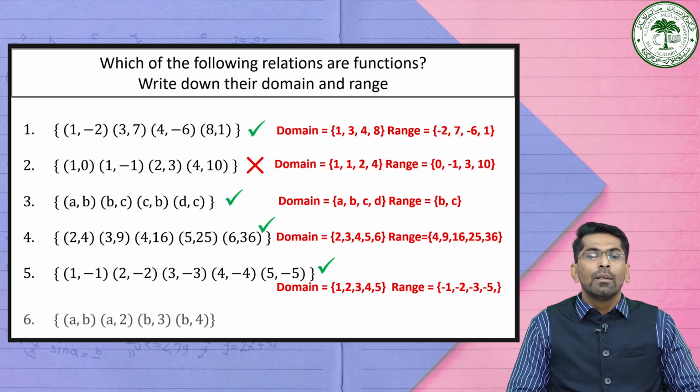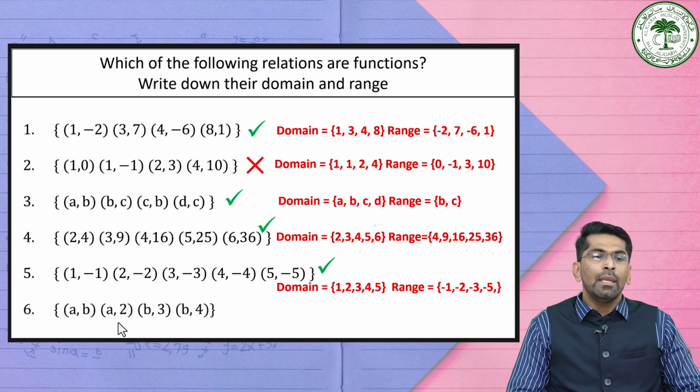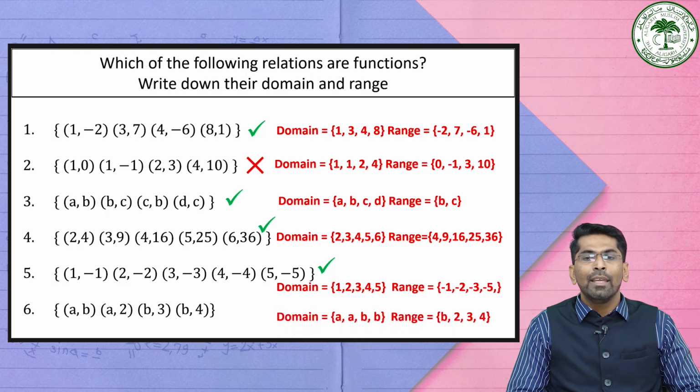Now, the last one, that is (A,2), (A,3), (B,3), (B,4). What is the domain here? A, A, B, B. The range is 2, 3, 3, 4. Is it a function? It is not a function because the elements in the domain are repeated, A and B. So it is not a function because the domain elements A and B are repeated.